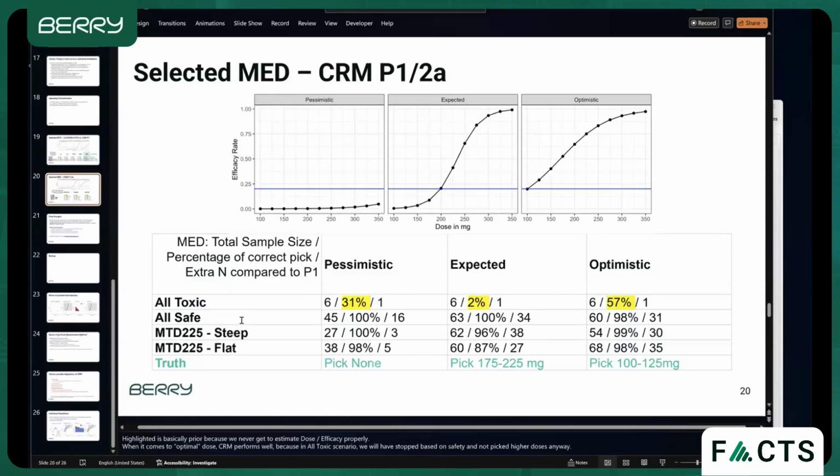And the dose that you would expect it to pick, of course, differs with respect to the underlying truth. In a situation where none of the doses works, regardless of whether the doses are safe or not, what you would want the design to tell you in the end is that there is no good dose to take forward. Because why would you take forward a dose that might be safe, but it's not efficacious?